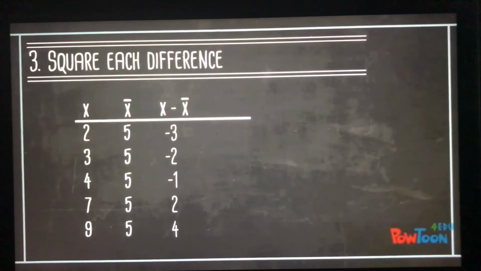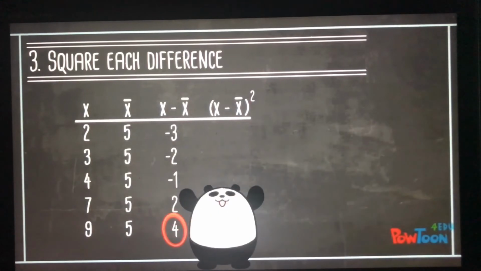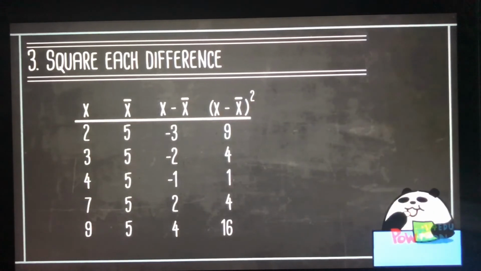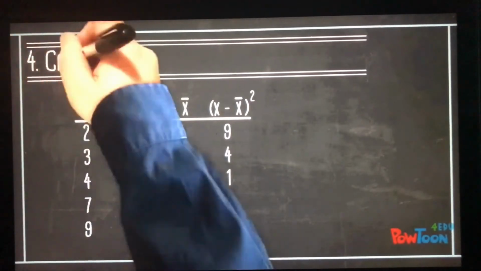The third step is to square each difference. This makes all the differences positive so they don't cancel each other out. And it also magnifies larger differences and minimizes smaller differences. Negative 3 squared equals 9, negative 2 squared equals 4, negative 1 squared equals 1, 2 squared equals 4, and 4 squared equals 16. The fourth step is to calculate the mean of the squared differences.